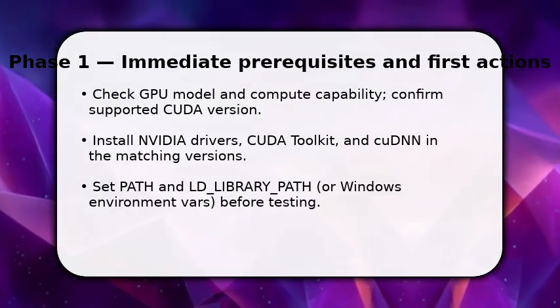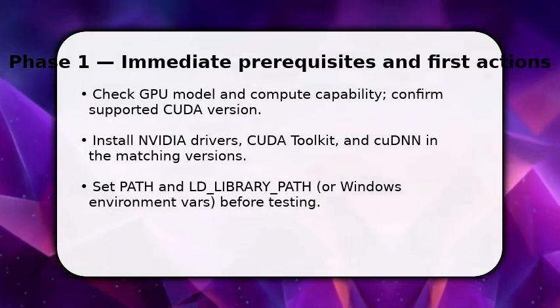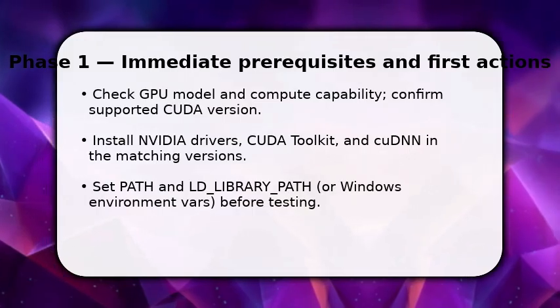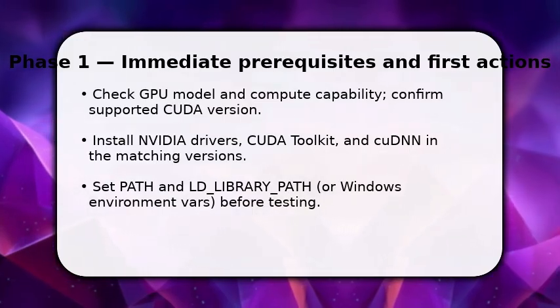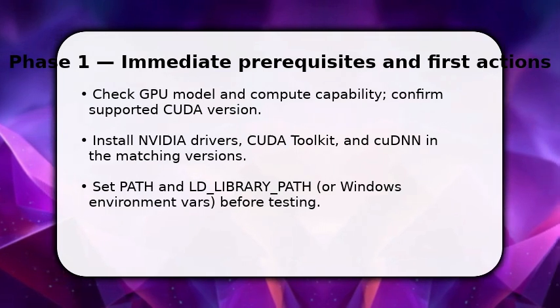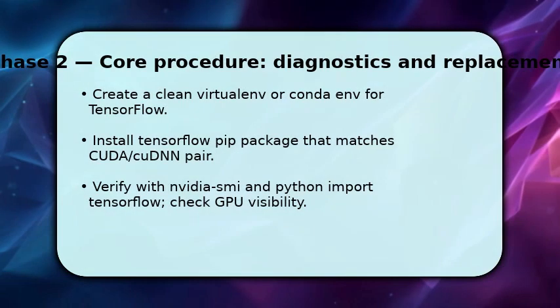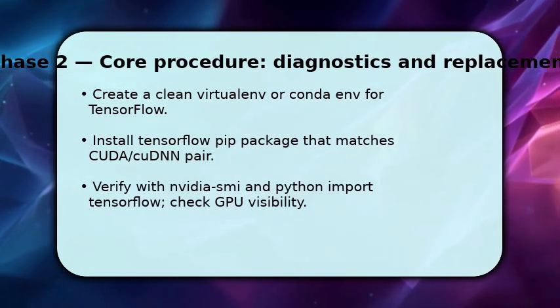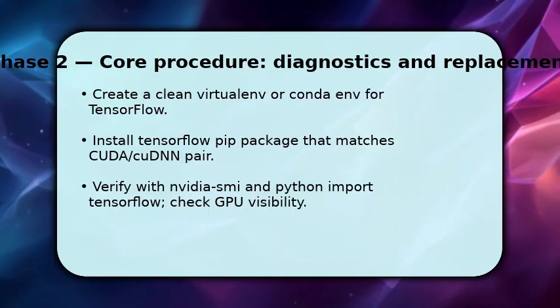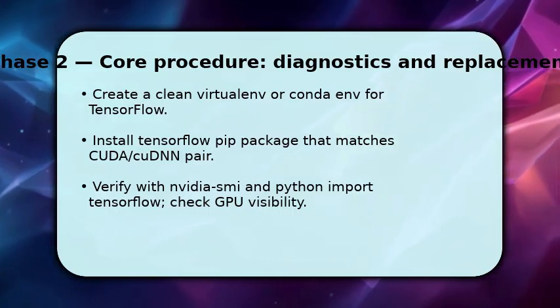Make sure to add CUDA bin and lib paths to PATH and LD_LIBRARY_PATH on Linux, or update system environment variables on Windows. These environment variables tell TensorFlow where to find CUDA libraries. Once paths are set, create an isolated Python environment. Use virtualenv or conda so dependencies don't conflict.